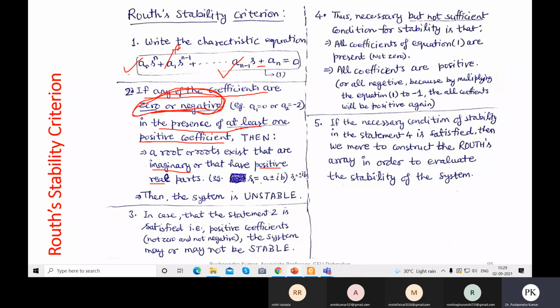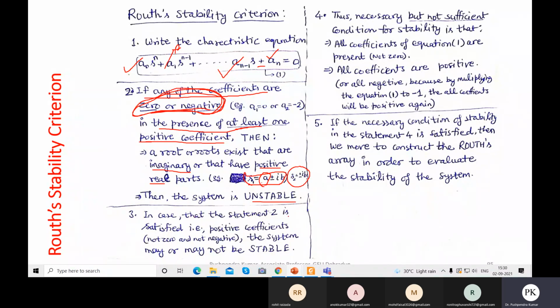For example, if this is a complex root of the system, you see that the real part is positive here. Or this equation has an imaginary part only, meaning there is no real part; the real part is 0, only imaginary. Then the system is unstable.